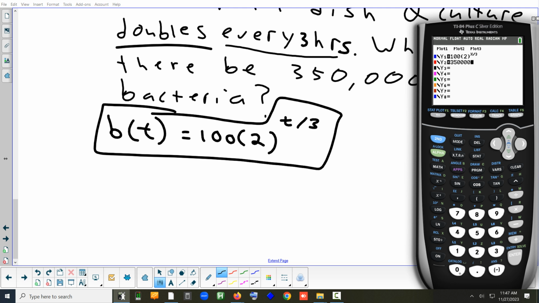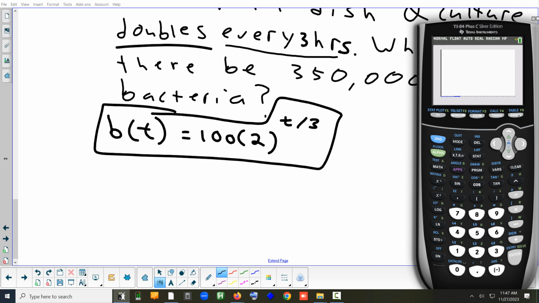Okay. So what's a good value for the minimum amount of time that can go by? 0. Yep. So we could have 0, and let's go up to 60 hours. Okay, so just under 3 days. Well, two and a half days. All right. Why min? What's the smallest amount of bacteria that we have? 100. And we want to know when we hit 350,000. So let's go to 400,000.